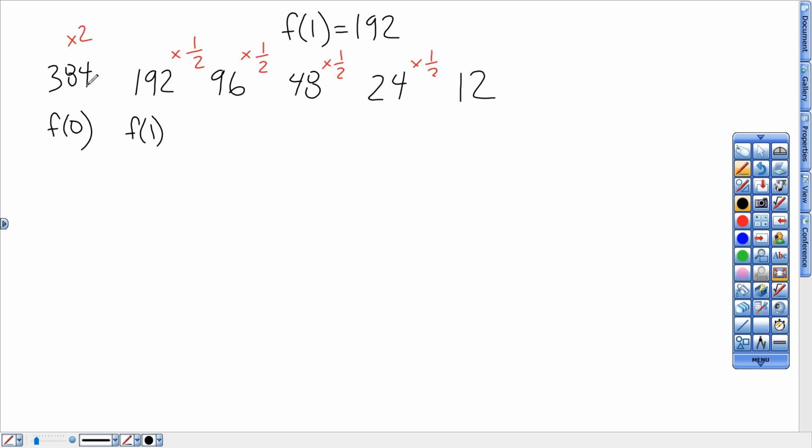So here I go. Recursive. Just write it. For this problem, you're just writing them.